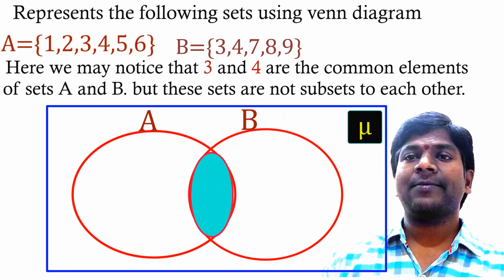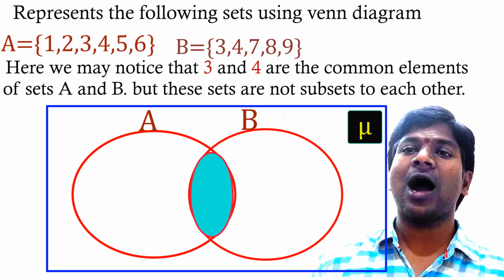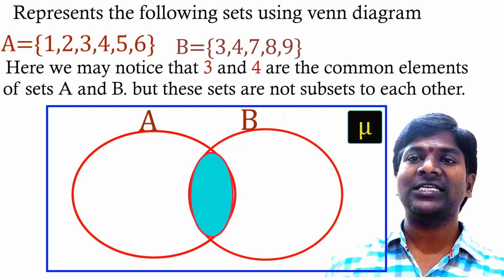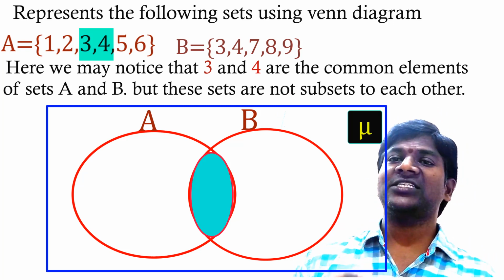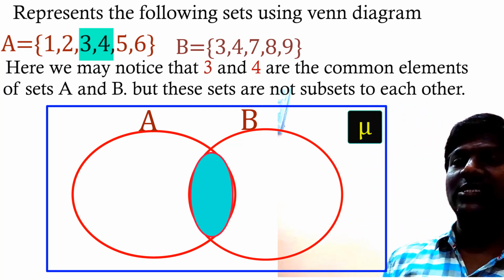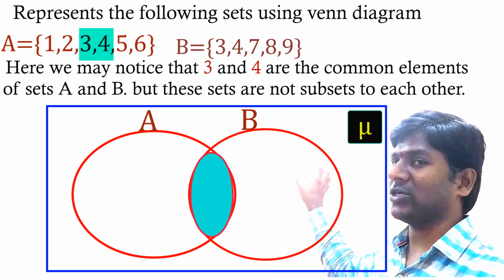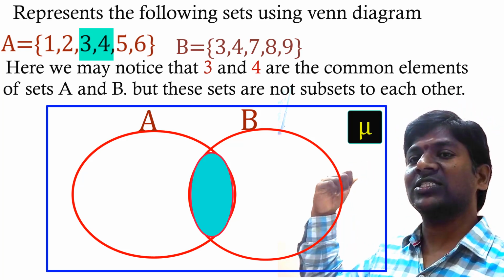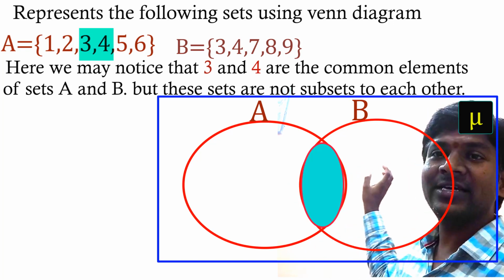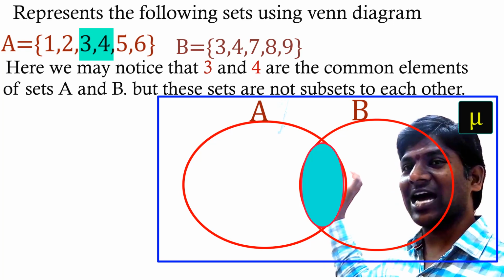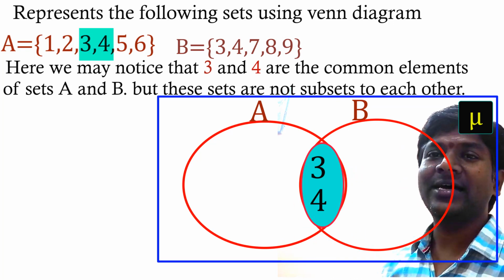First, when we write the elements in this Venn diagram, we should observe the common elements. Children, what are the common elements here? 3 and 4. 3 and 4 are the elements in set A and set B. You can see on the screen the highlighted part is the common part to set A and set B. So in this common part we write the elements 3 and 4.